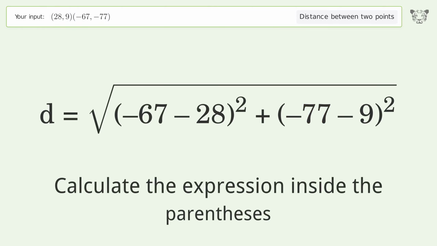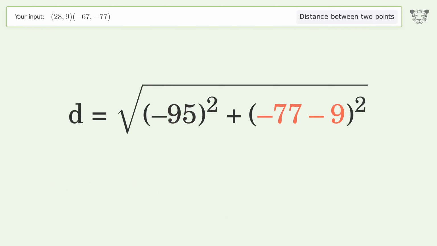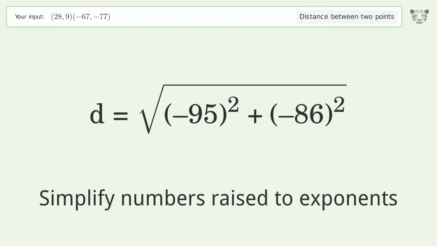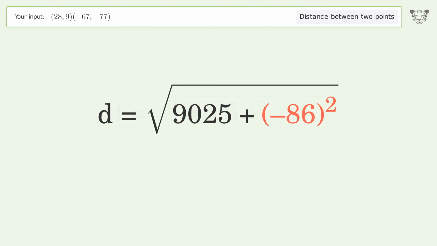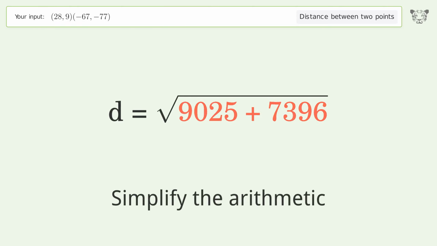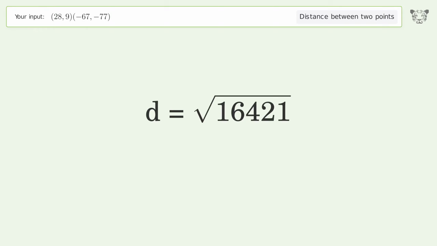Calculate the expression inside the parentheses. Simplify numbers raised to exponents. Simplify the arithmetic. And so the distance between the 2 points is the square root of 16,421 or 128.144.